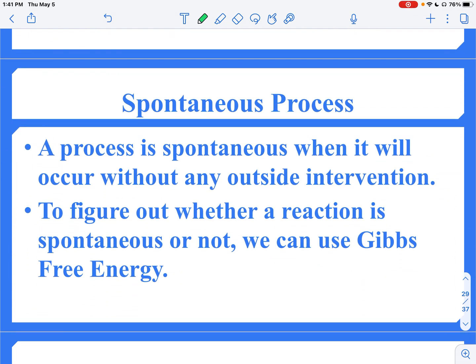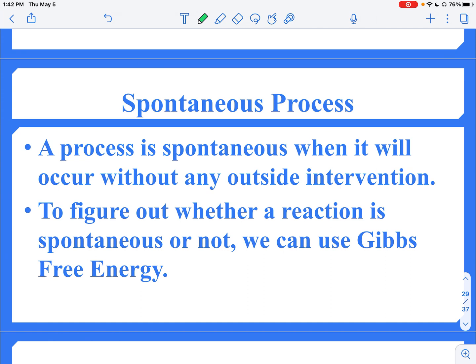So that brings us to something called spontaneous. What we said was negative delta H is favorable, positive delta S is favorable. That relates directly to spontaneity. A spontaneous process is something that happens on its own. You don't have to intervene. You don't have to do anything to it.